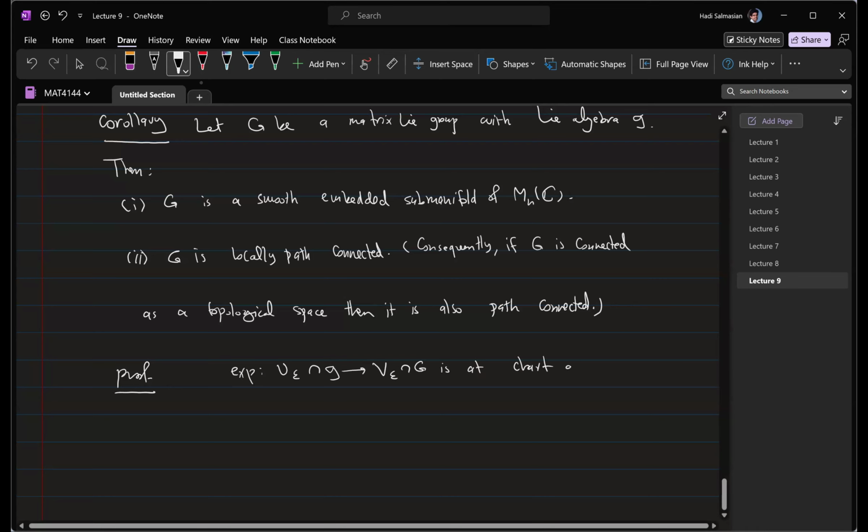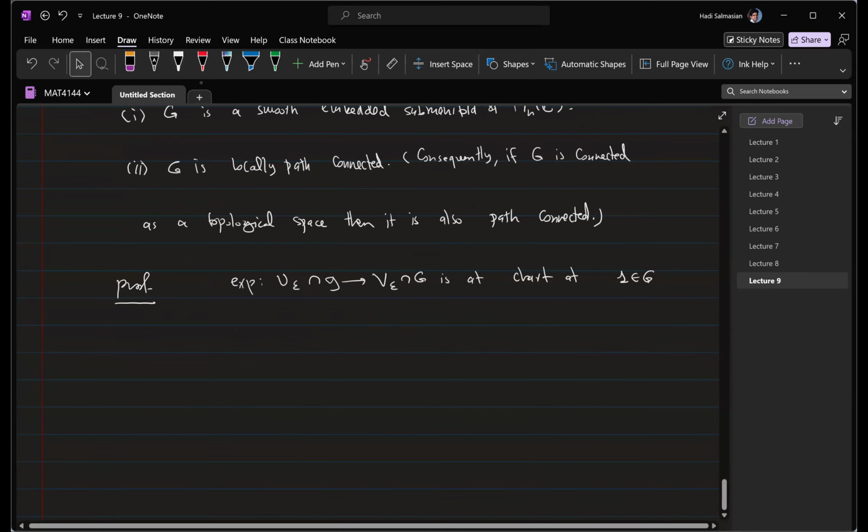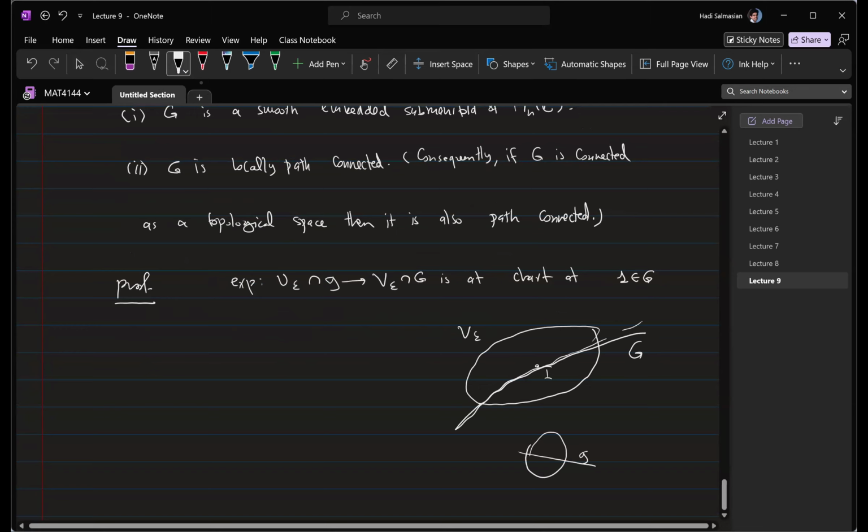Is a chart at the identity in G. Okay, so maybe this is the identity point on G. This is G, this is V epsilon, this is the Lie algebra, and this is U epsilon. So the exponential map gives a diffeomorphism between these two. In particular, it's that chart there.